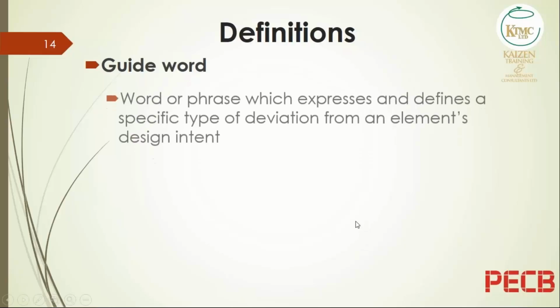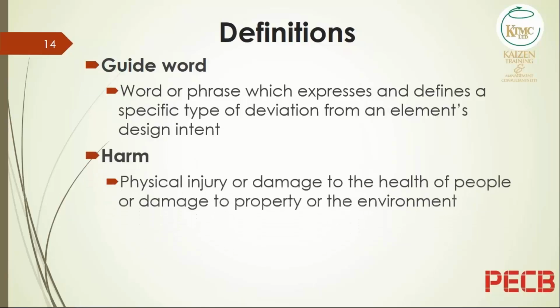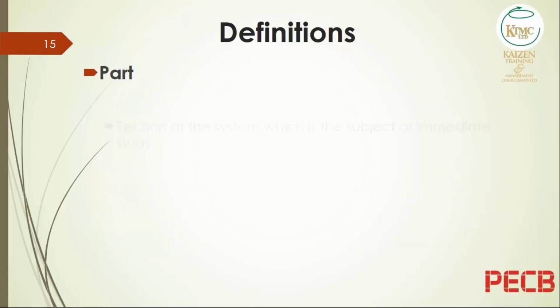Guide word: a word or phrase which expresses and defines a specific type of deviation from an element's design intent. Harm: physical injury or damage to the health of people, or damage to property or the environment. And a hazard: anything with the potential to cause harm, so it's a source of harm.